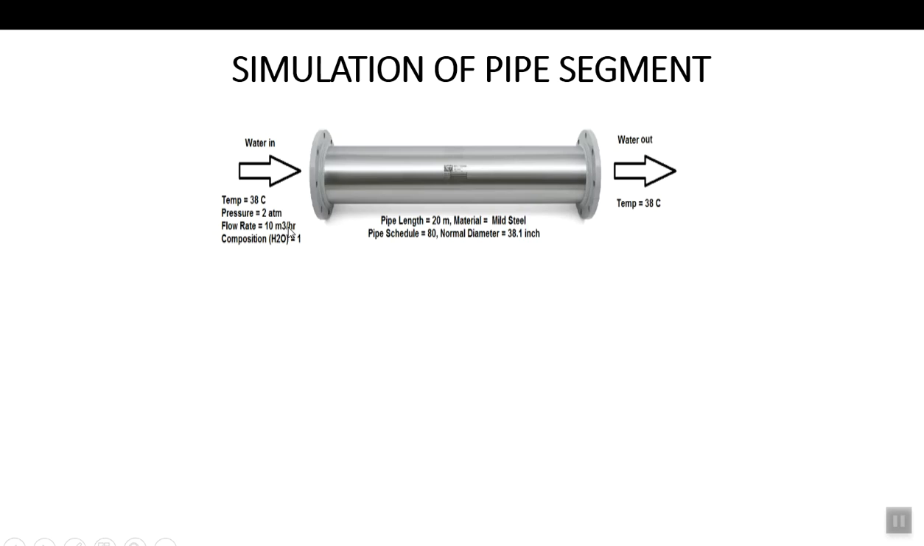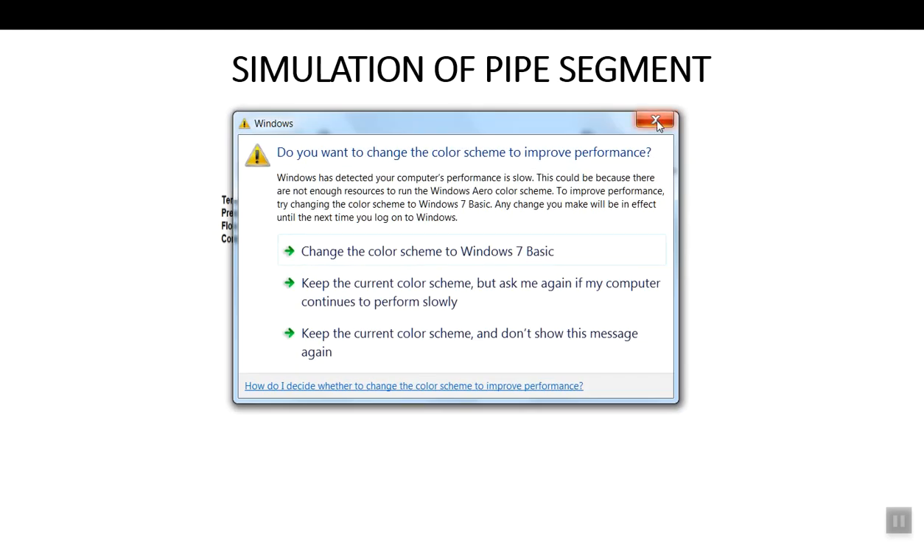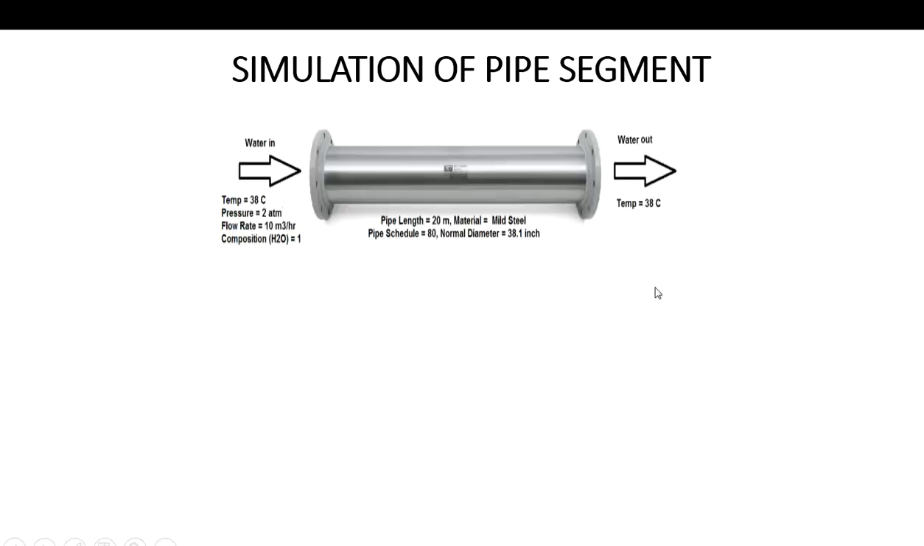This is a volumetric flow rate, please remember, and the composition has only one component, water, so it is 1. Now the outlet conditions: we are assuming that the temperature is 38 degrees Celsius, same as the inlet temperature. We are assuming that there is no increase or decrease in the temperature. The fluid package we are going to use is NBS steam, and here we are going to find out the effect of the length on the pressure drop.